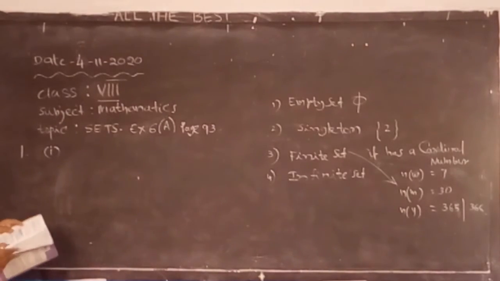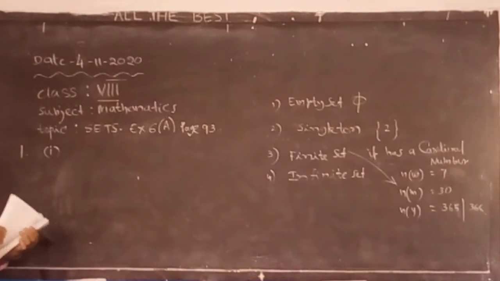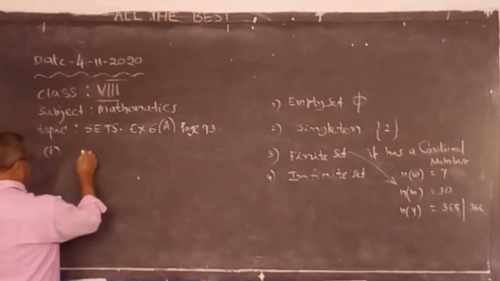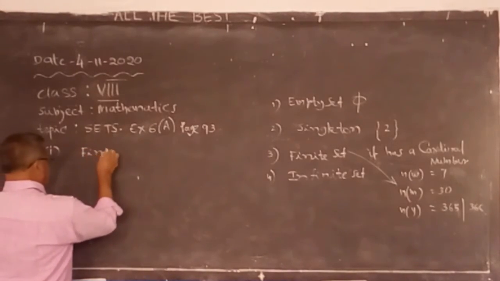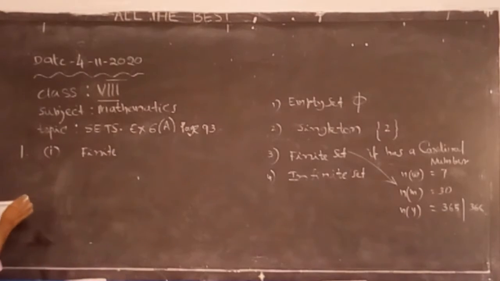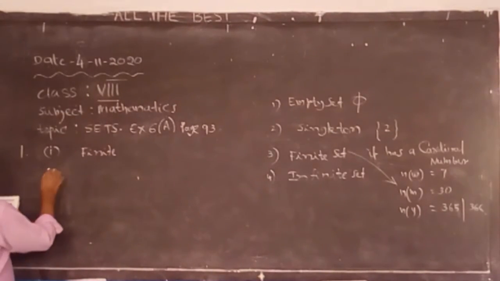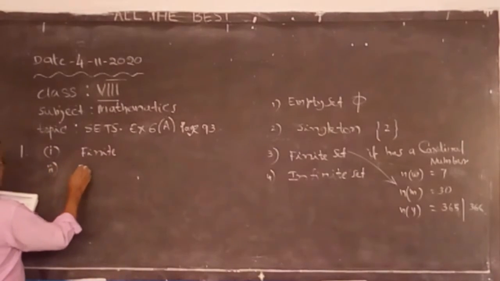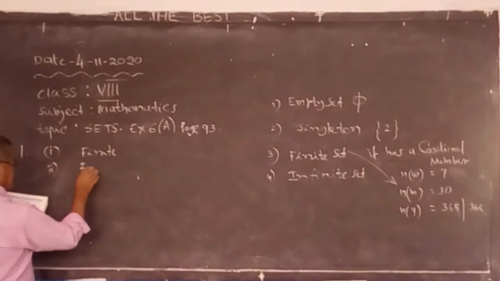We know the members, so it is finite. Second question, the men who have landed on the moon. We know the men who landed on the moon, so it is finite.